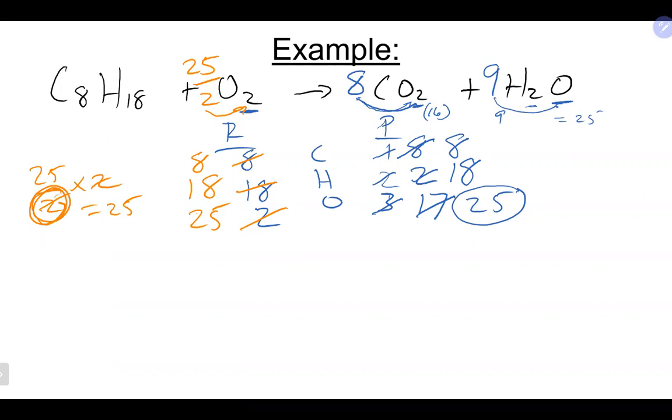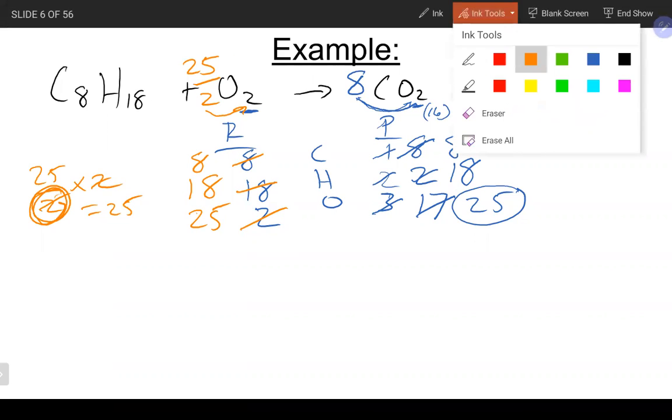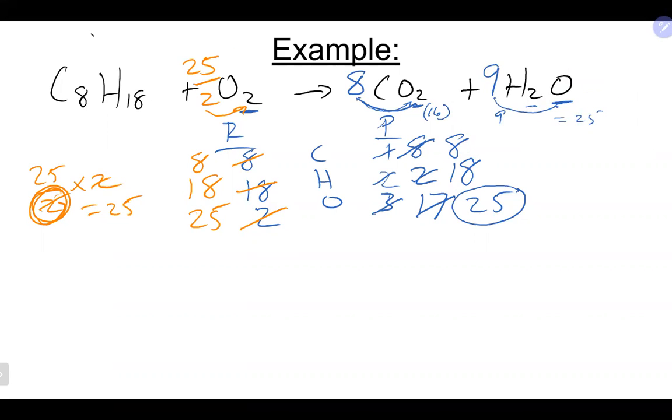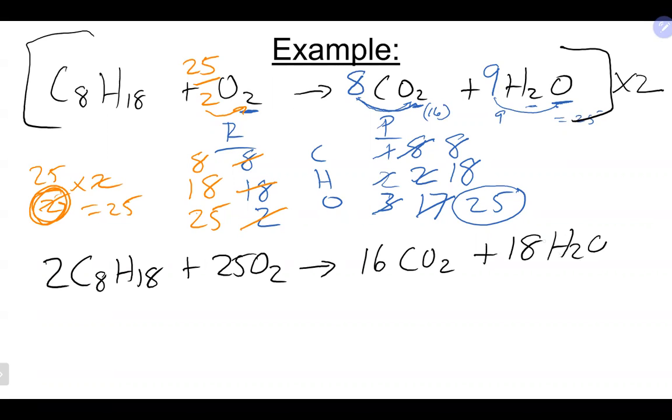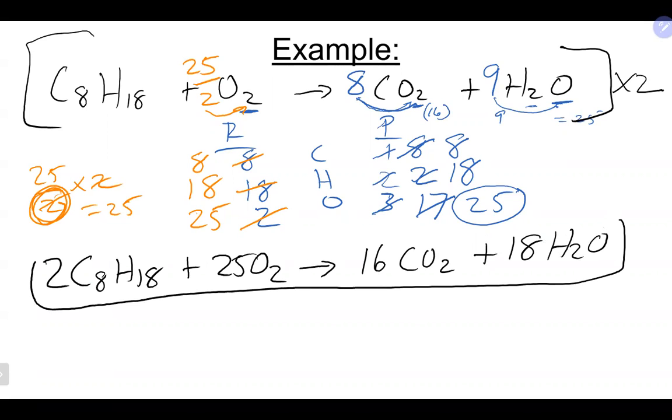To get rid of the fraction, we multiply everybody in the equation by the denominator. So we're going to take this entire thing and times it by 2. If we do that, that will give me 2 of the C8H18, 25 of the O2, 16 of the CO2, and 18 of the H2O. And if I did not screw up, this thing should still be balanced.